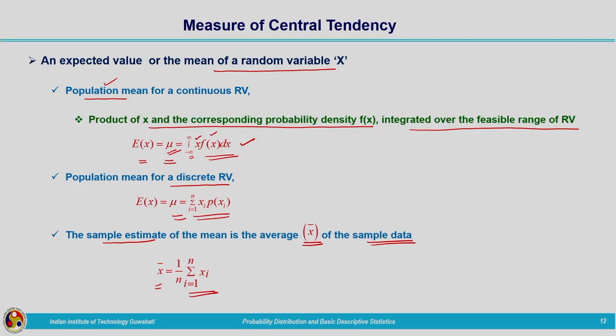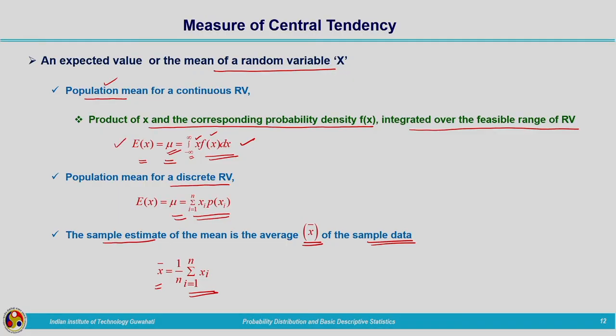In the case of population, we will be making use of these equations: E(X) for continuous random variable, and for discrete random variable, we will be using this equation. And that is much about the central tendency represented by mean or expected value. That is representing the first moment about the origin.